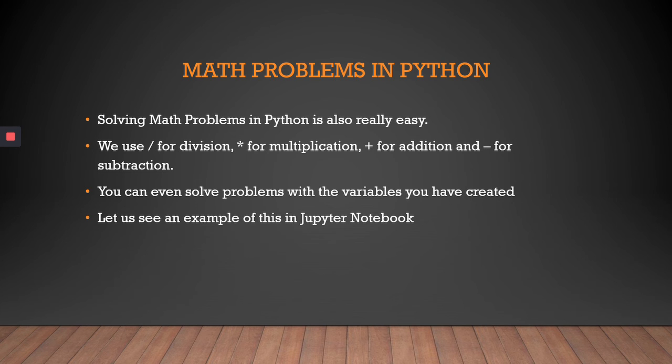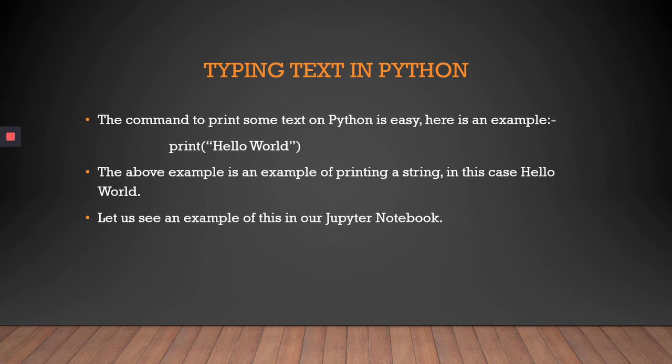Now we are going to learn one last concept in Python, which is typing and printing text in Python. The command to print some text in Python is easy. Here is an example. It is like print, and then you give a bracket, and then you give quotation marks, hello world. The above example is an example of printing a string, in this case hello world. So let us see an example of this.